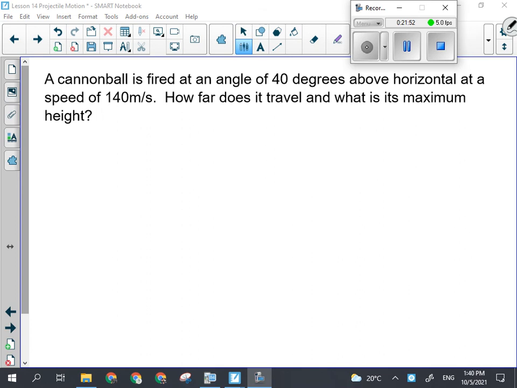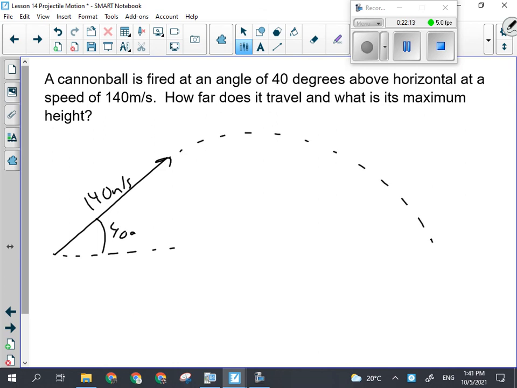All right, so what we have in this question is this situation. We have a cannonball that's fired at 140 meters per second, 40 degrees above the horizontal. The cannonball is obviously going to follow a projectile arc, as all projectiles do, that will encounter the ground some distance away, some distance that we're being asked to calculate in this question.